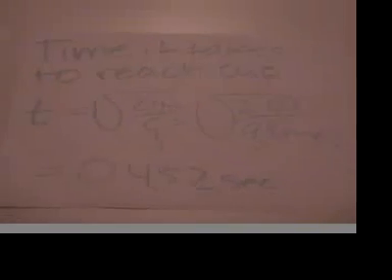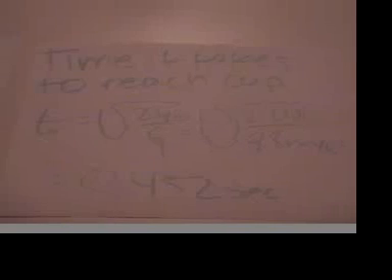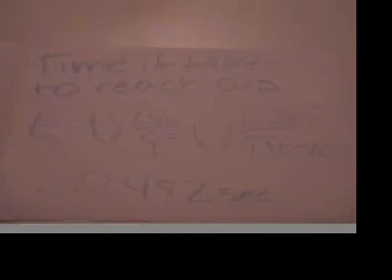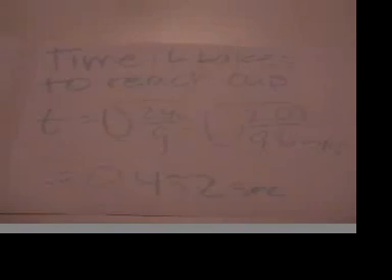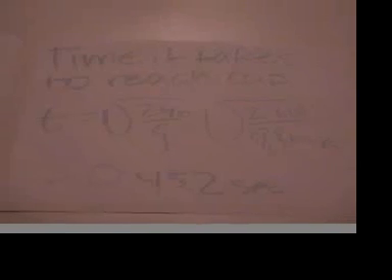The time it takes to reach the cup is in the equation t equals the square root of 2y naught over g. And that equals the square root of 2 times 1 divided by 9.8 meters per second squared, all square rooted. And that equals 0.452 seconds.